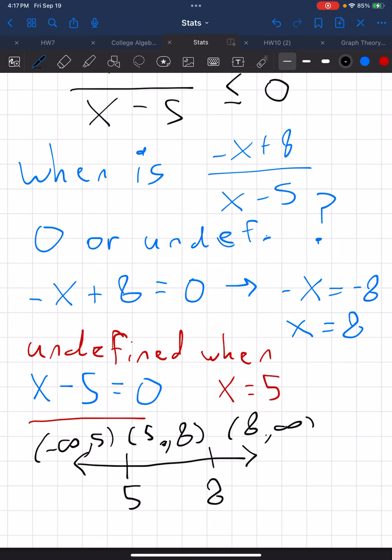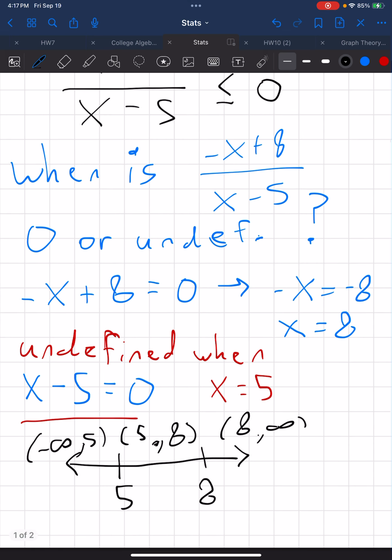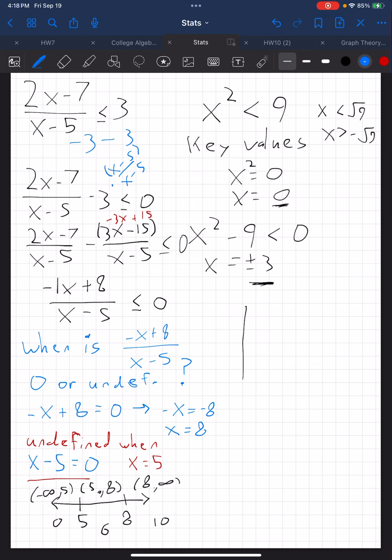Very good. Now we can test values here. Pick a representative value in each section to see what the fraction does in each section. A nice number between 5 and 8 might be 6 or 7, depending on your preference. A nice number between 8 and infinity could be 10. And a nice number to the left of 5, how about 0? So those will be my 3 values to test.